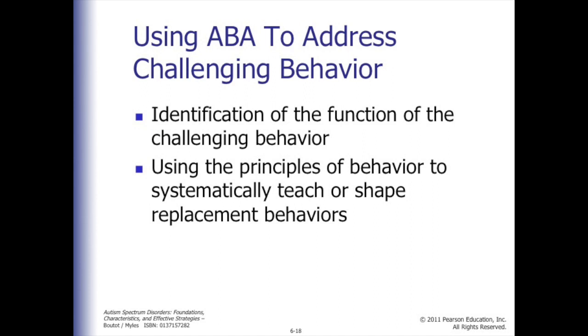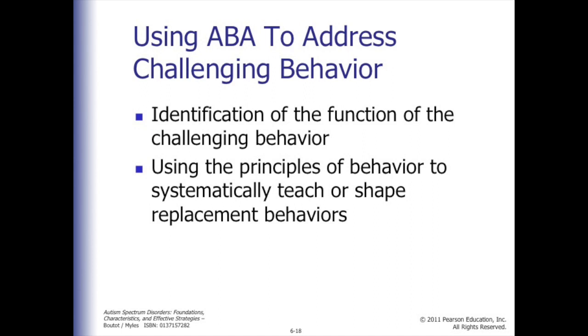The last thing we're going to talk about is using ABA to address challenging behavior. For those of you who are also in 844, you should be very familiar with this. If you're going to use ABA to address problem behavior, it's really used to identify the function of the behavior. So when you observe, you look at the antecedents, the behavior, and the consequence to figure out the function of the behavior, to figure out why the behavior is occurring.